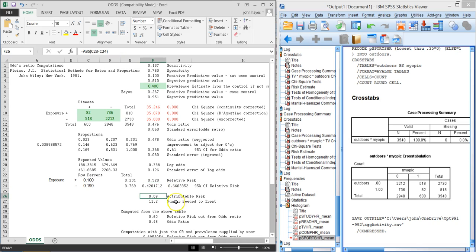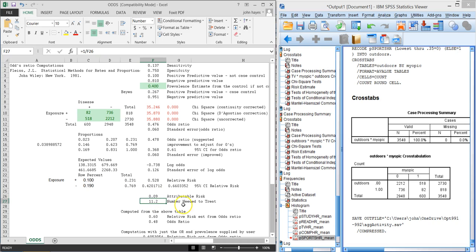And we have here attributable risk. Attributable risk is the difference in the proportion. So we have 10% myopes in the exposed group, 19% in those that don't go outside. So the difference is the amount of risk that can be attributed to being outdoors, and that's 9%.